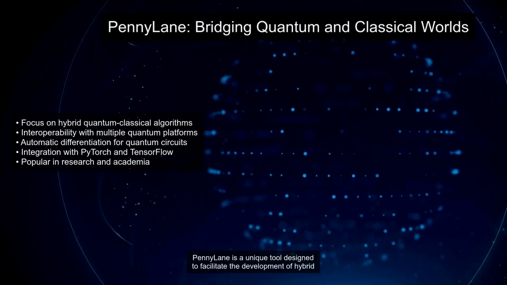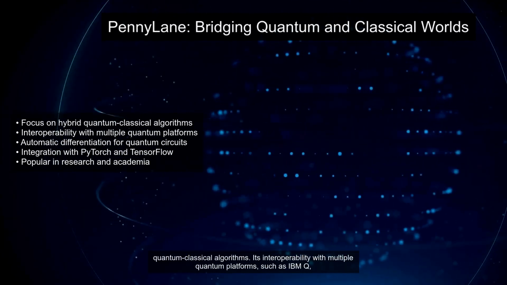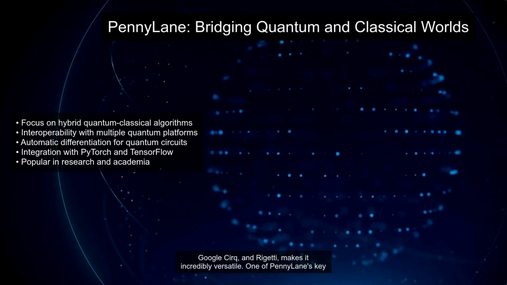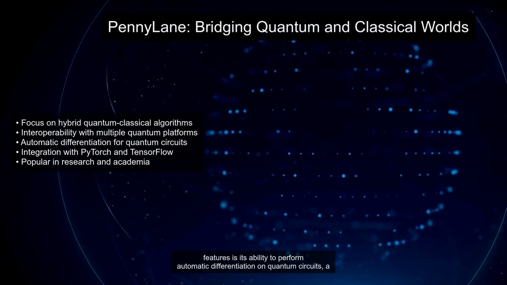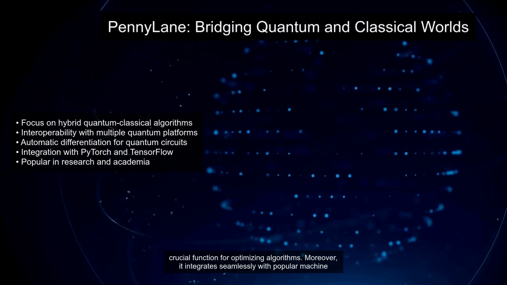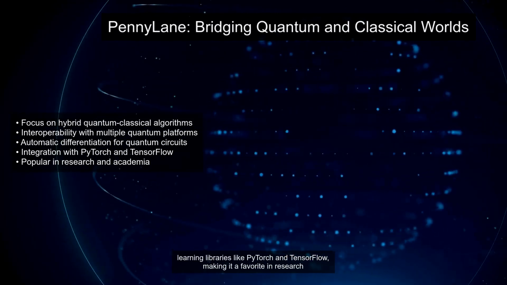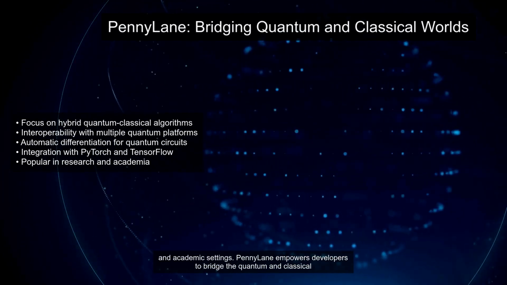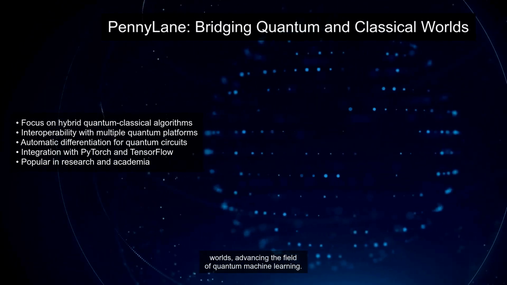PennyLane is a unique tool designed to facilitate the development of hybrid quantum classical algorithms. Its interoperability with multiple quantum platforms, such as IBM Q, Google Cirq, and Rigetti, makes it incredibly versatile. One of PennyLane's key features is its ability to perform automatic differentiation on quantum circuits, a crucial function for optimizing algorithms. Moreover, it integrates seamlessly with popular machine learning libraries like PyTorch and TensorFlow, making it a favorite in research and academic settings. PennyLane empowers developers to bridge the quantum and classical worlds, advancing the field of quantum machine learning.